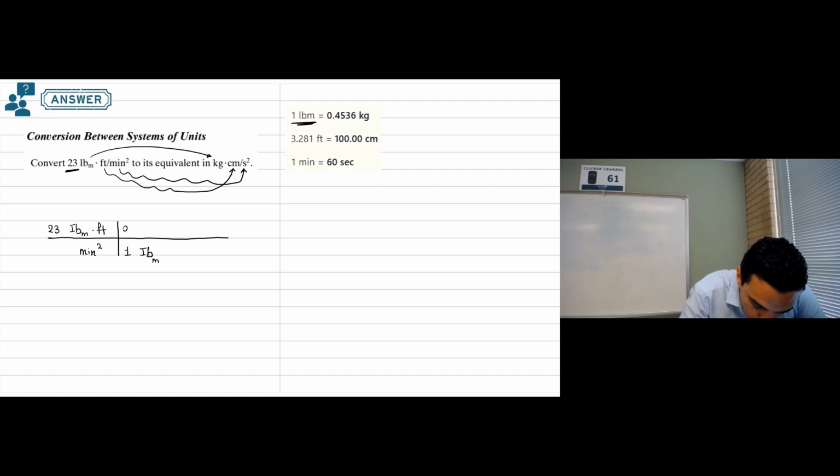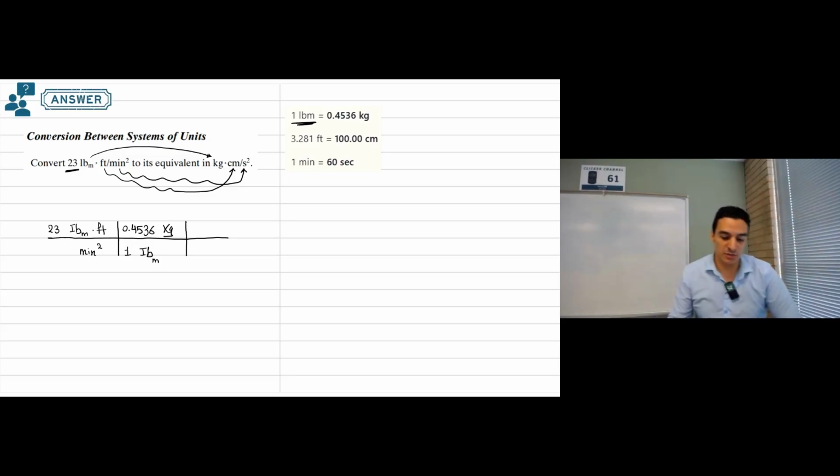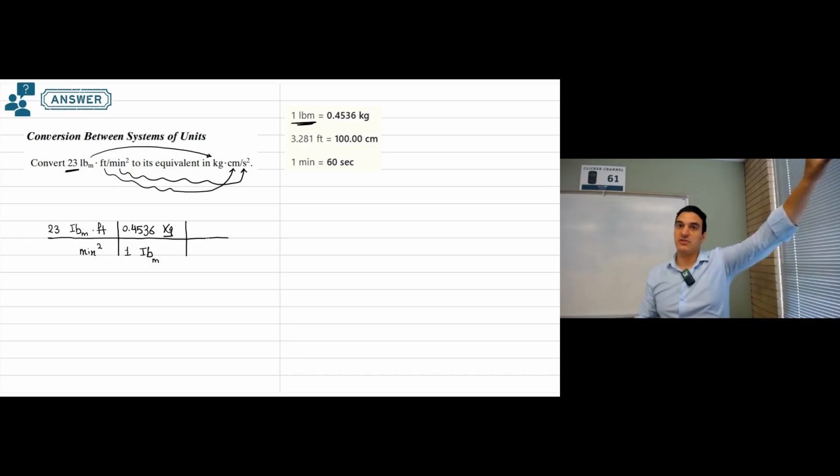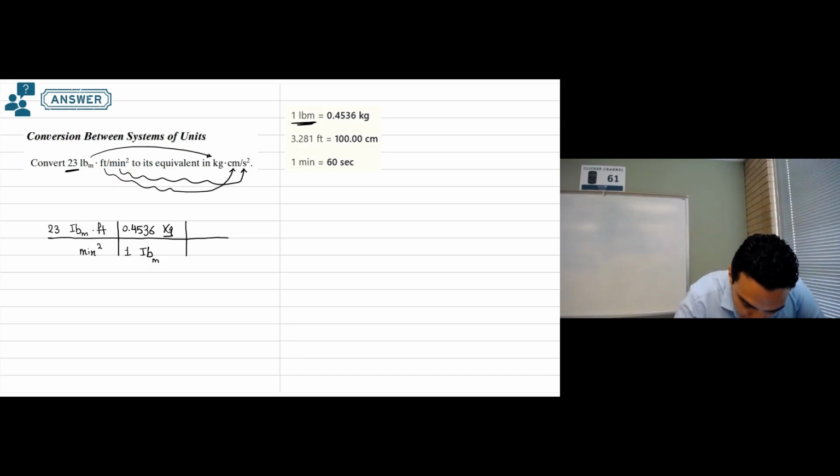Equivalent to 0.4536 kilogram. This is the first dimension. Then go to the second one. Let's consider feet. 3.28 feet equal to 100 centimeter. When you put 3.28 feet, is it in the up or down? Down, because originally feet is in the upper side. So we have here 3.281 feet. This is equivalent to 100 centimeter.